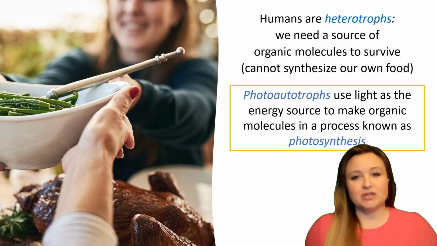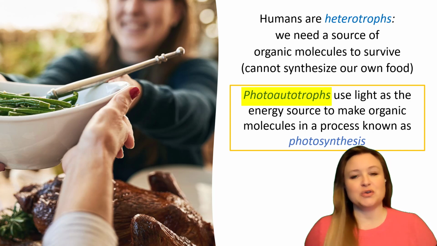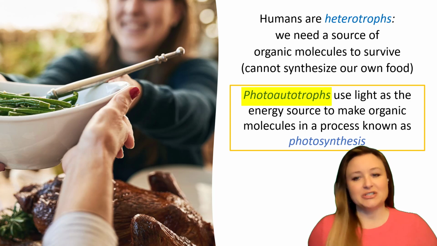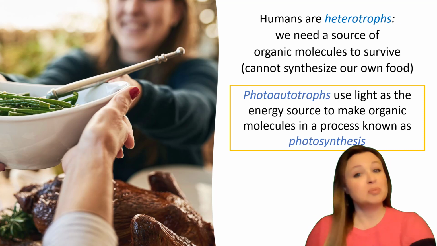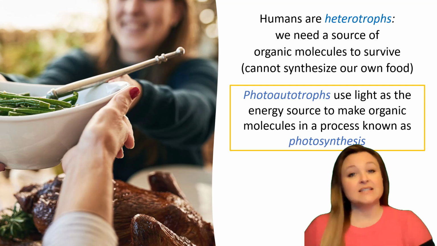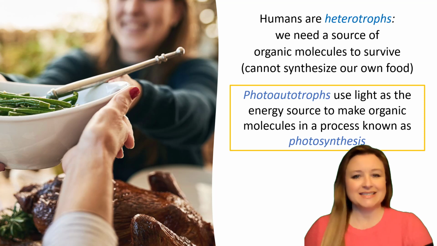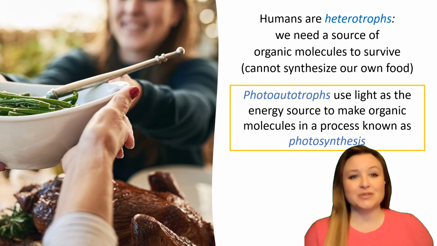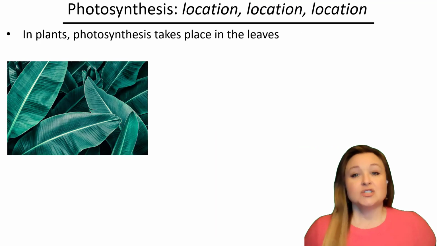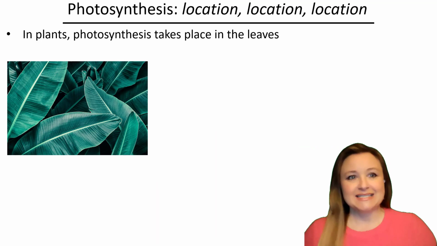Now, a type of autotroph called photoautotroph can use light as the energy source to make organic molecules, and they do this in a process known as photosynthesis. Photoautotrophs include plants, algae, and some bacteria like cyanobacteria. We're going to focus on photosynthesis in plants, but don't forget that algae plays an important role in photosynthesis here on Earth. So where does photosynthesis take place in plants?